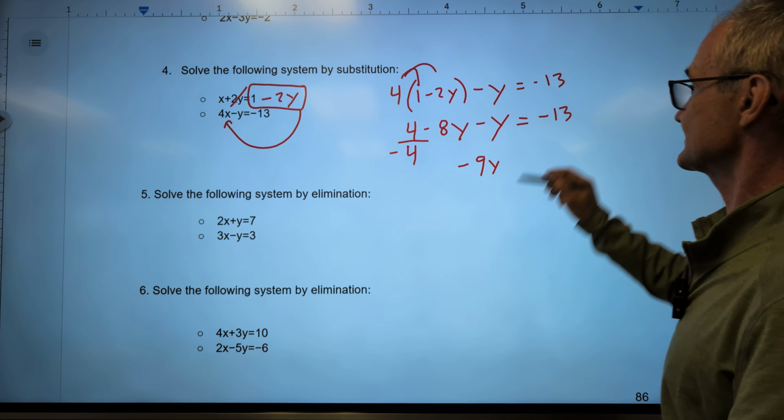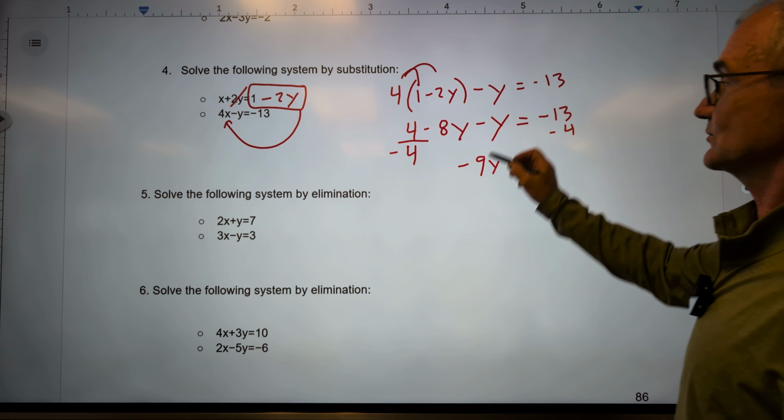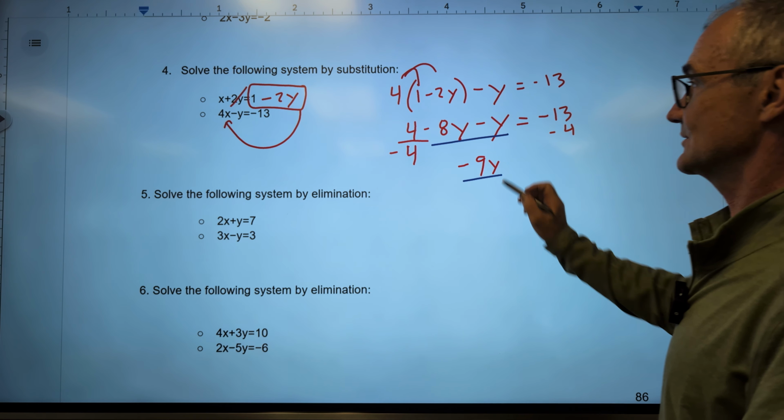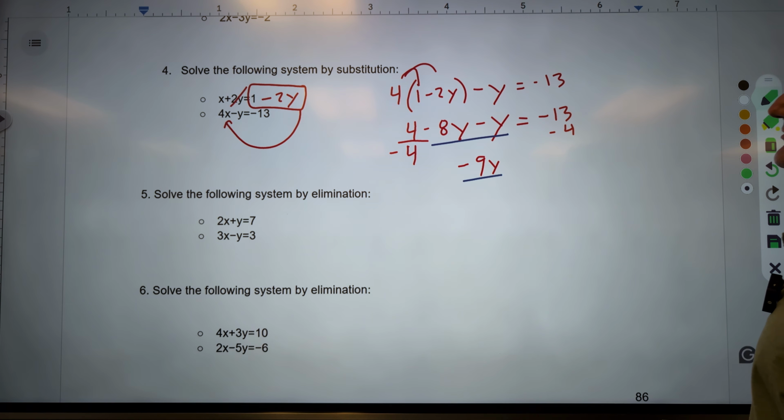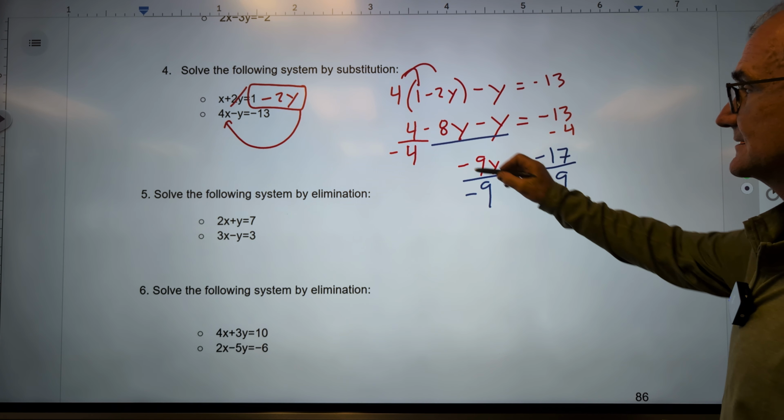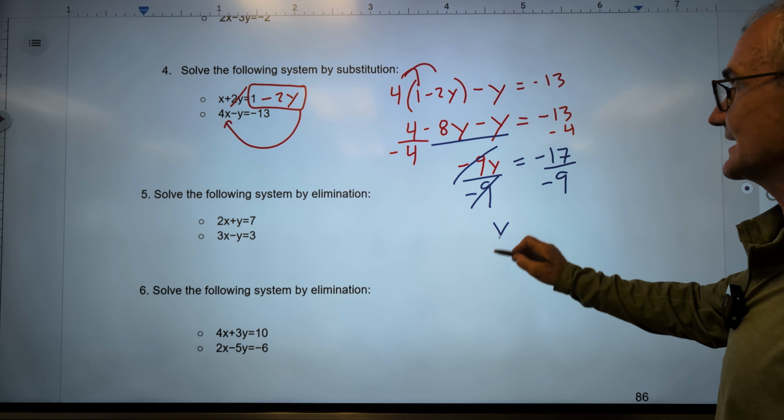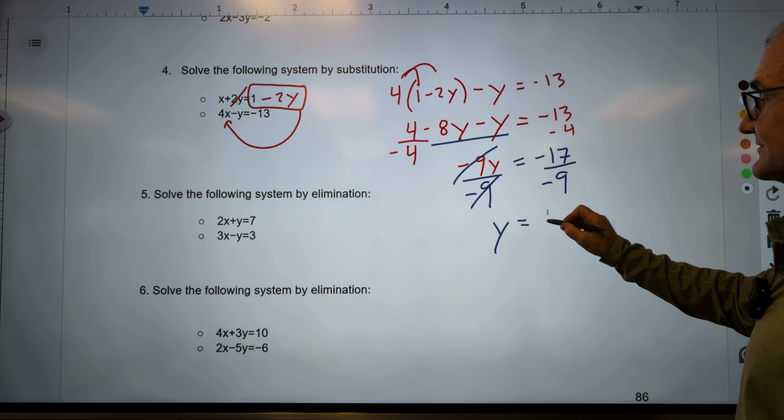So I got this negative 8y minus 1y. That gave me that negative 1y. Subtracting 4 from both sides gives me negative 17. Divide both sides by negative 9. These cancel. That gives me y by itself. This is 17 ninths. Not that easy.